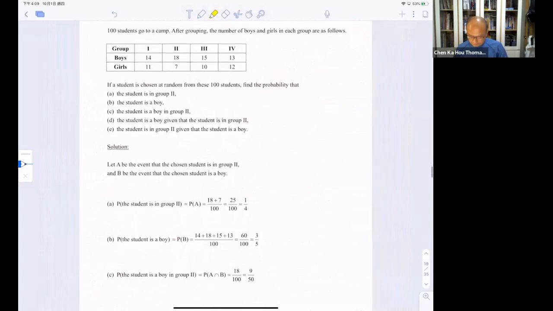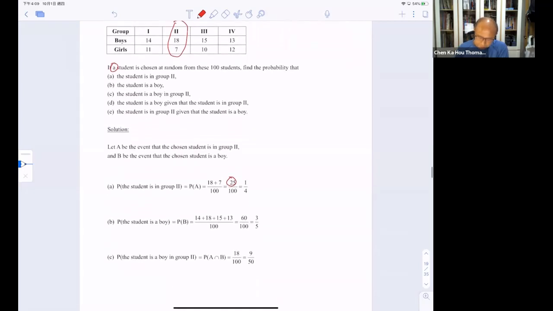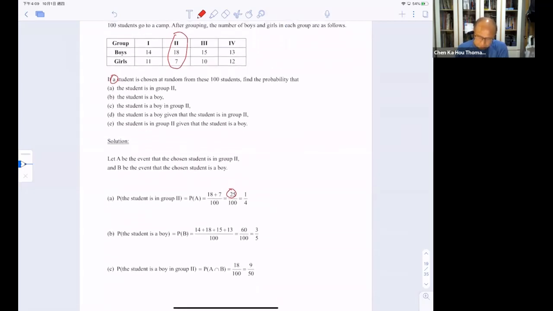Let's see one example. 100 students go to a camp. After grouping, the number of boys and girls in each group are as follows. If a student is chosen from the group, the student is in group 2: there are 25 students, so it's 25 over 100. B, the student is a boy: this row shows there are 60 boys in total.